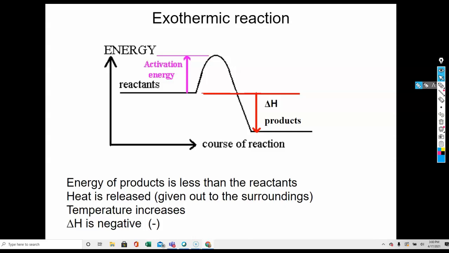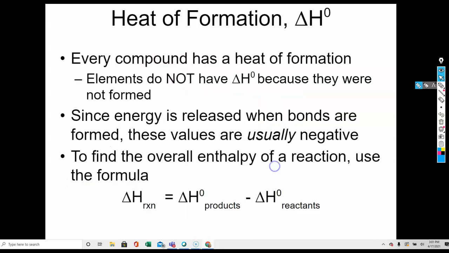In this case, the reaction proceeds, but there is a loss of energy. In fact, the energy of the products is less than that of the reactants. Heat has to be released for this to occur, and overall the temperature increases for the surroundings. But when we describe the heat energy change, we say that it's negative because the potential energy of the products is less than the potential energy of the reactants. And when you subtract them, you'll end up with a negative number.